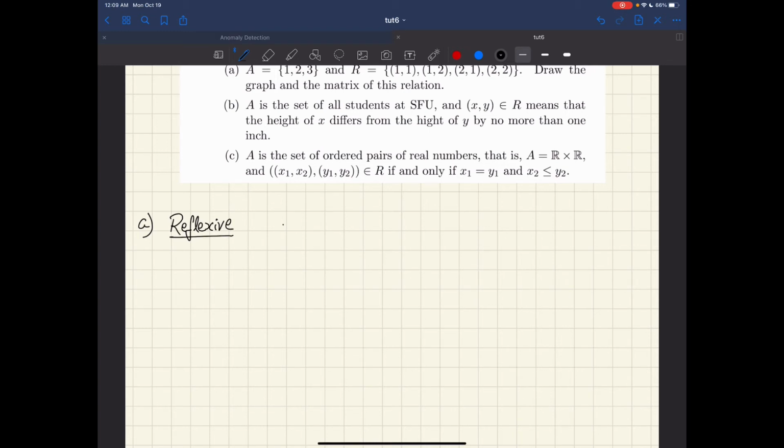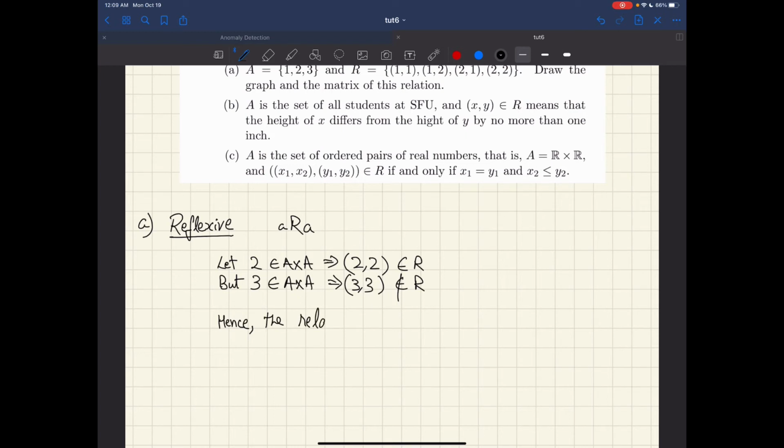So first we'll check for reflexive. Reflexive means in the relation (a, a) should be present. So let's take the element 2, which is present in the set A. In the relation, we should have (2, 2). That's there. But now for the element 3, we would need (3, 3), and that's not present in the relation. Therefore, this relation is not reflexive.